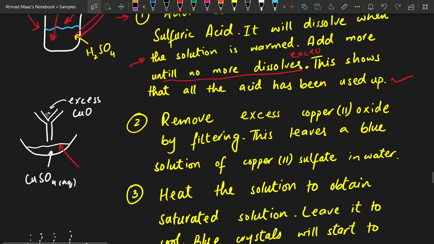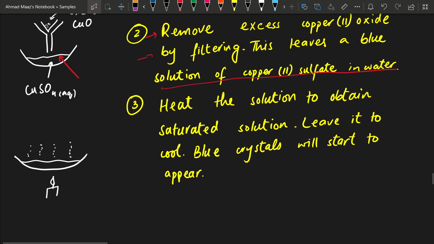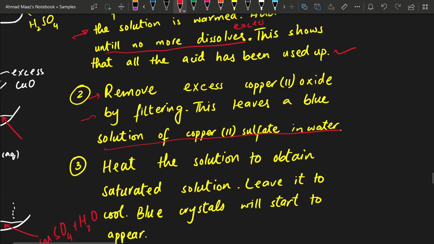Remove excess copper oxide by filtering. This leaves a blue solution of copper(II) sulfate in water. So now we know that we only have copper sulfate dissolved in water, and we want to remove water from it. So we'll simply heat the solution. We'll heat the solution to evaporate water, and what will be left behind is copper sulfate.